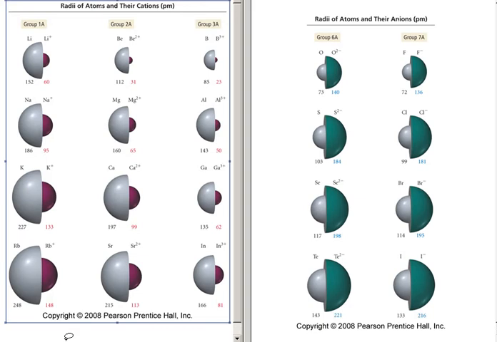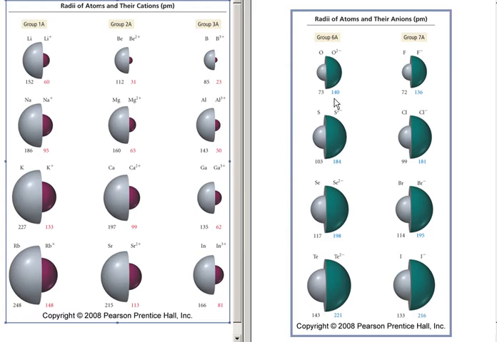We're going to talk about the radius of anions and the trends in their radius, and I want to compare that to some of the things for cations that we've already talked about. First, I want to point out to you that for anions, as we go from left to right across the periodic table, looking at the most common oxidation state, the radius again gets smaller, not nearly as much as for cations, but still to a certain degree, and that again is because of the increasing effective nuclear charge.